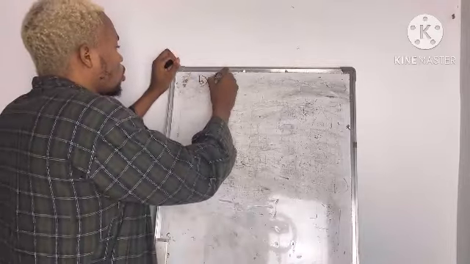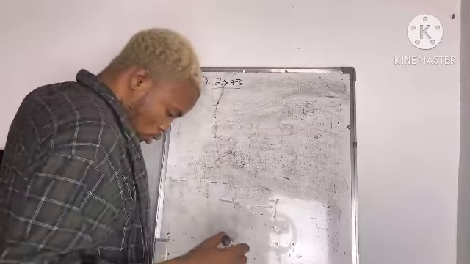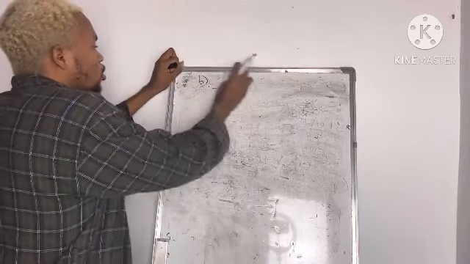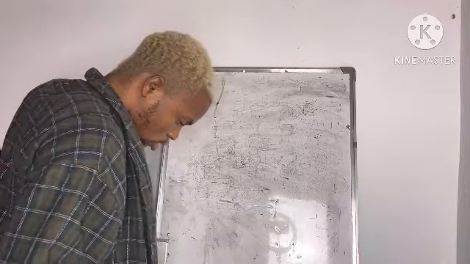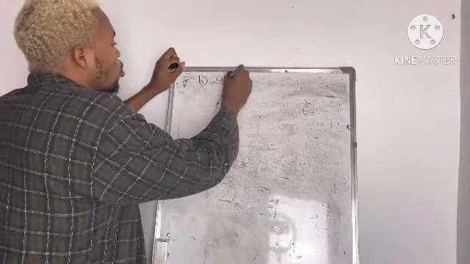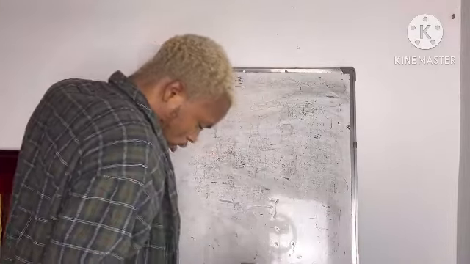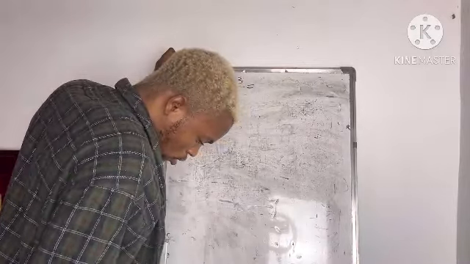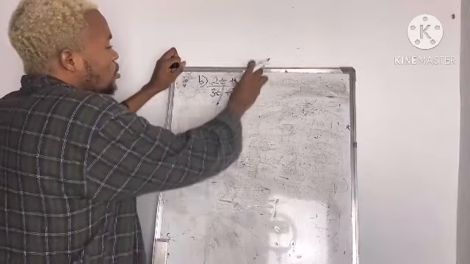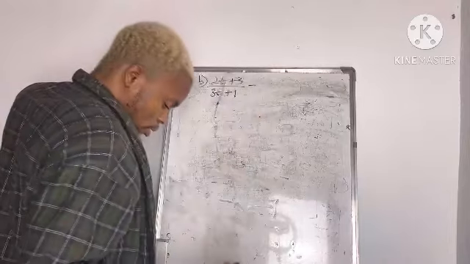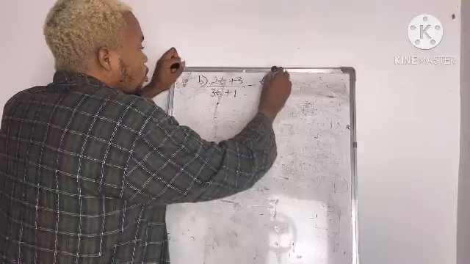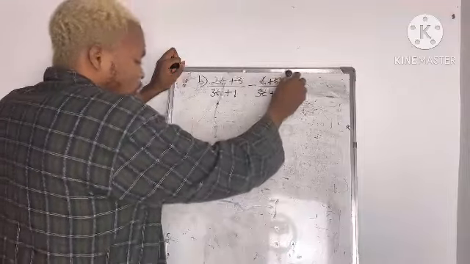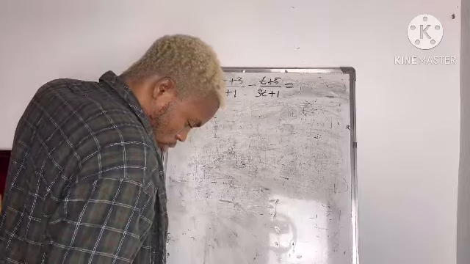So here you have 2t plus 3 divided by 3t plus 1 equal to, it's not equal to, sorry for making a mistake, minus t plus 5 divided by 3t plus 1 equal to 1/4.